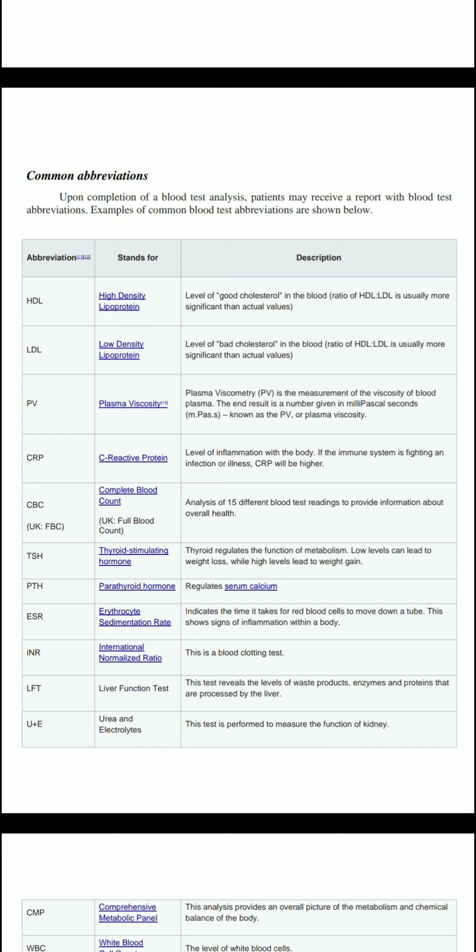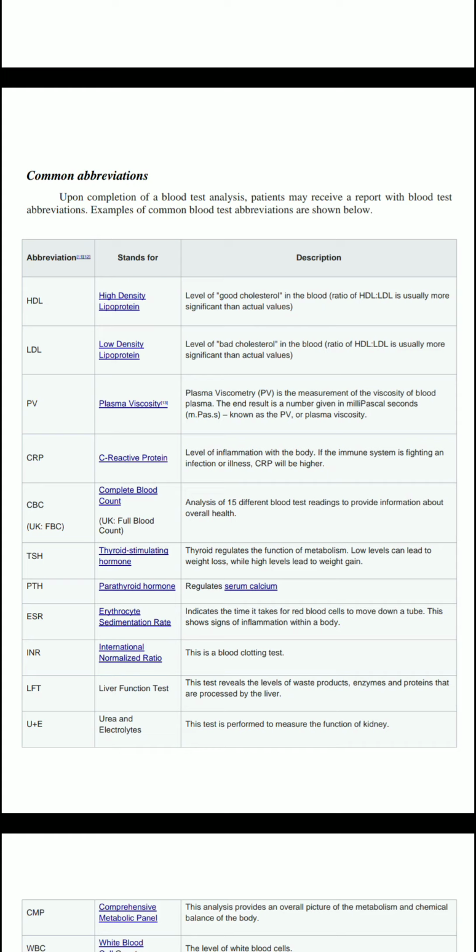PV means plasma viscosity. The plasma viscometry is the measurement of the viscosity of blood plasma. The end result is a number given in millipascal second known as PV or plasma viscosity. The next term is CRP, that is C-reactive protein, the level of inflammation within the body. If the immune system is fighting an infection or illness, CRP will be higher.